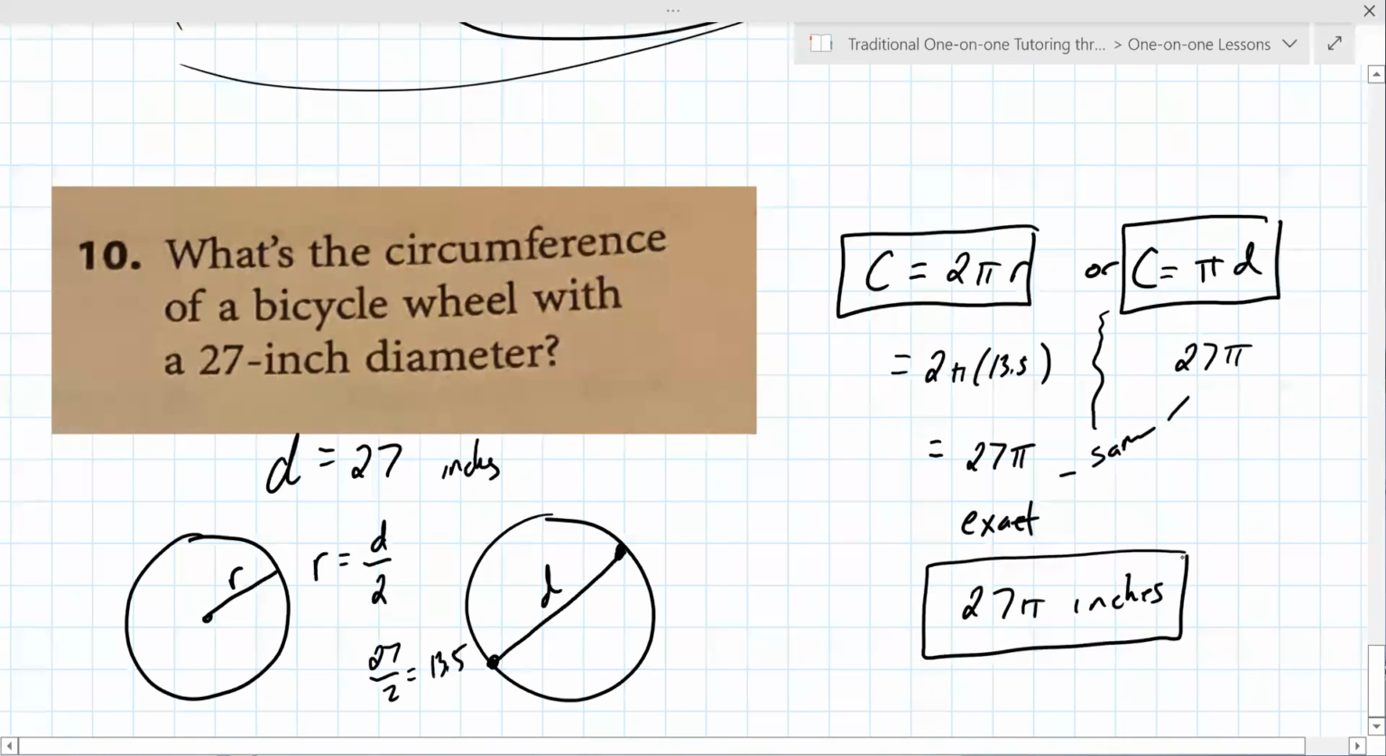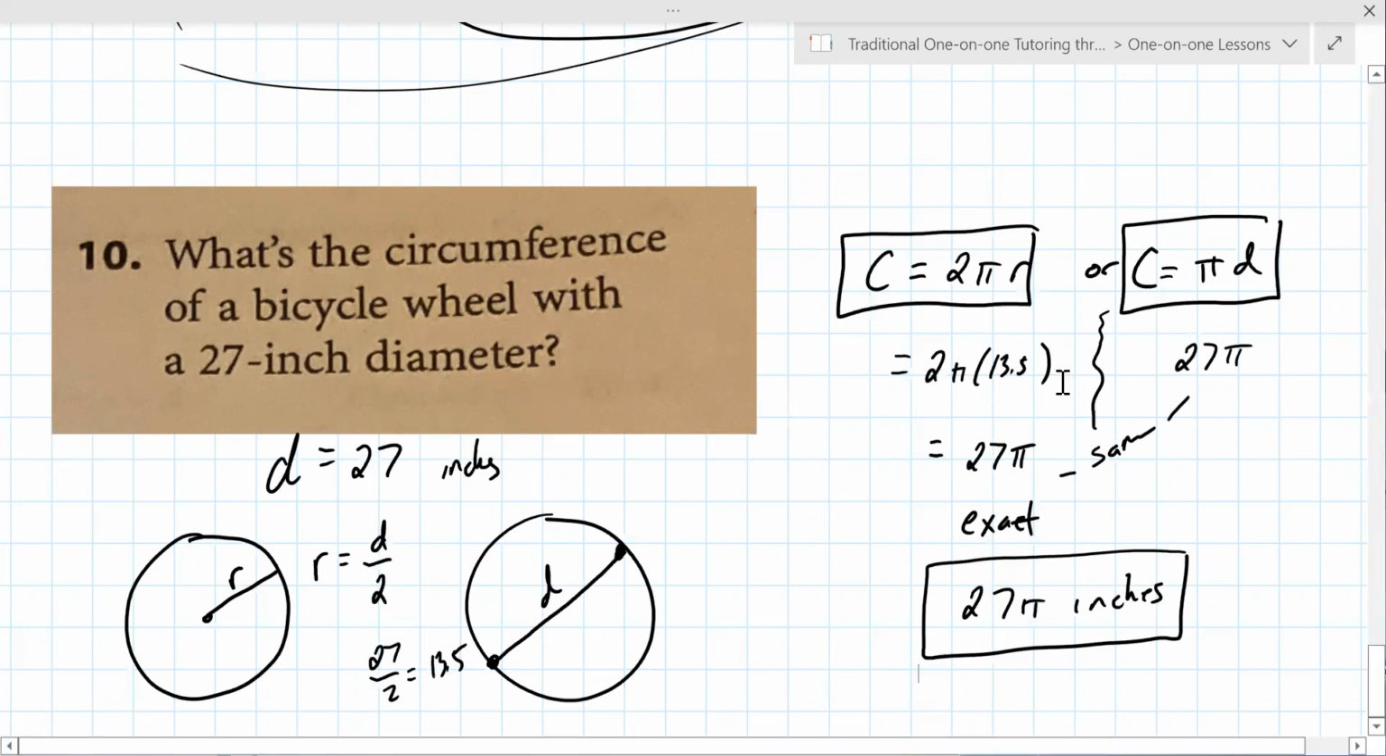Okay, wait, yeah, sorry. I don't know how I didn't get that. That's silly. The diameter, that's what the circumference is. It's just the diameter times pi. Yeah, times pi. All right, I don't know how I didn't get that one.